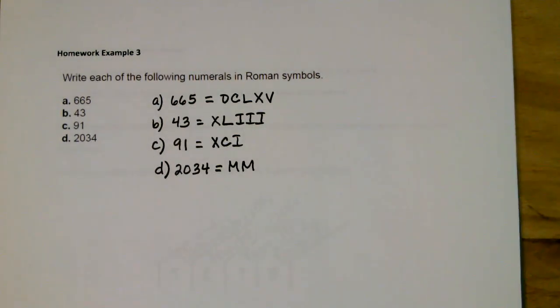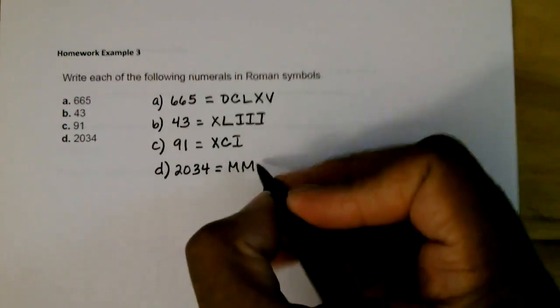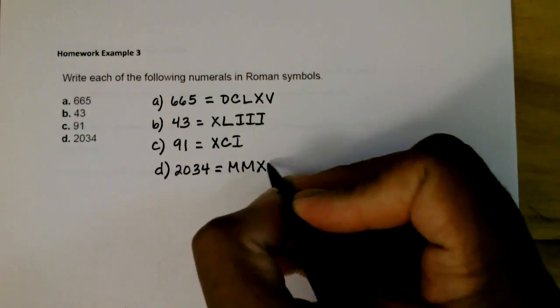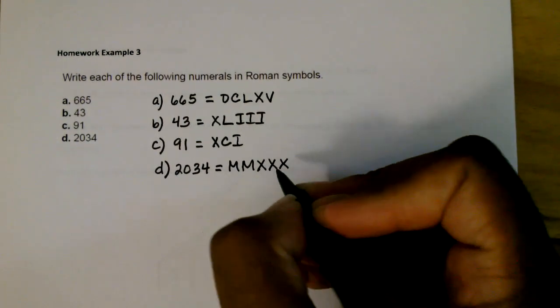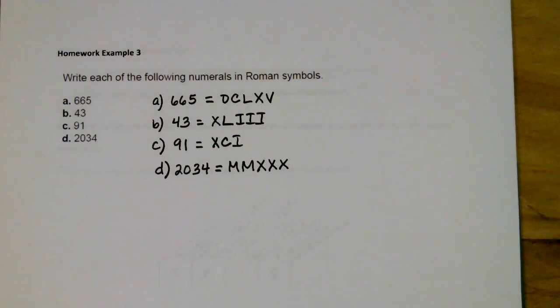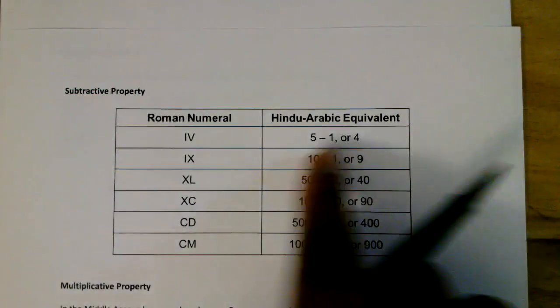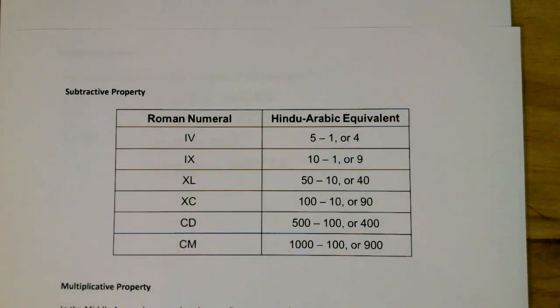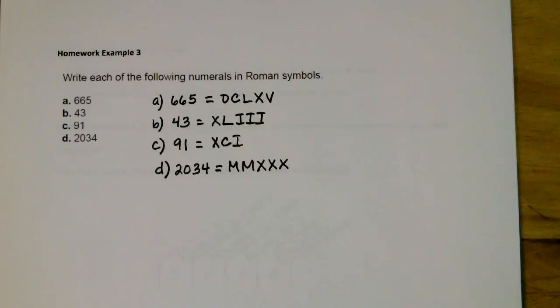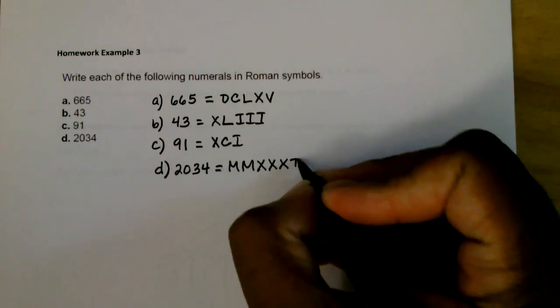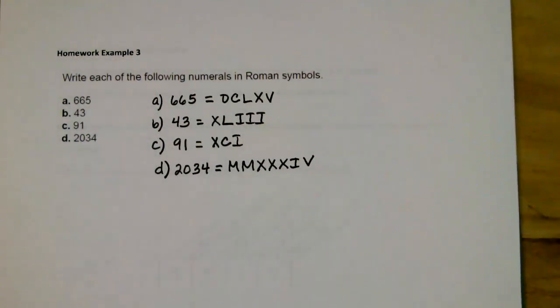And then for 30, let's see. X is the Roman numeral for 10, so I'm going to use 3 X's to represent 30. Now, the 4 uses a subtractive property because it's 1 less than 5. As you can see, it's going to be IV. So for 2034, the Roman numeral for that would be MMXXXIV.